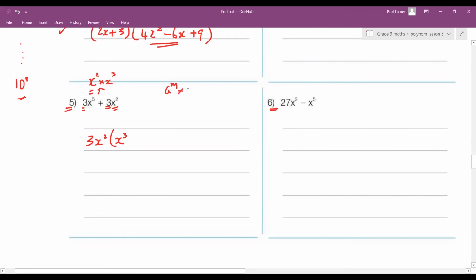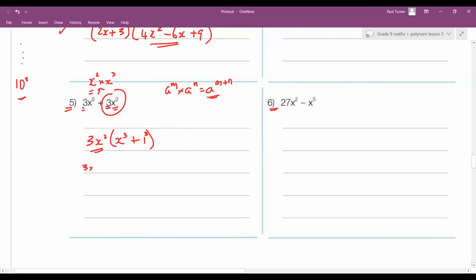Remember, you add the powers, that rule. a^m times a^n is a^(m+n). Just to remind you, don't multiply the powers. So x^3, 3 plus 2 is 5, plus 1, because the whole term has come out the front here, and you need a 1 there to fill that in. But now you know 1 is 1 cubed. So we'll put a cube there.